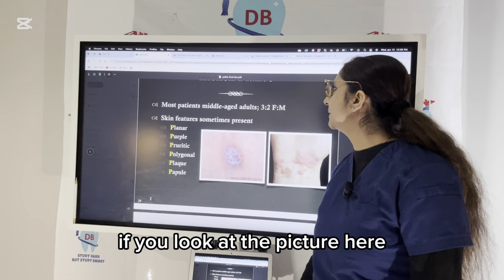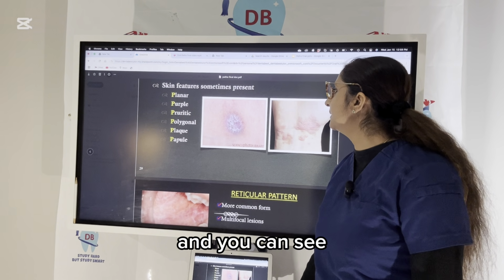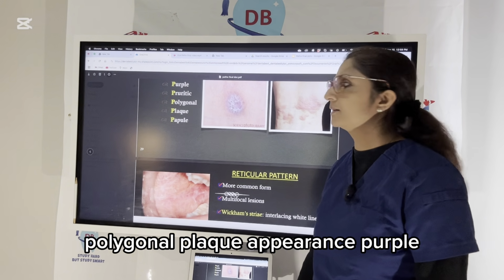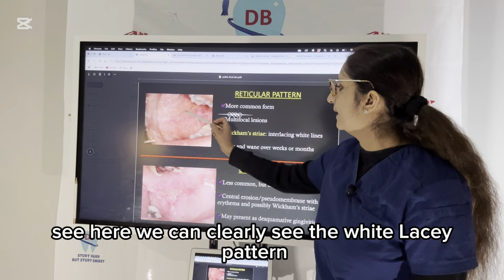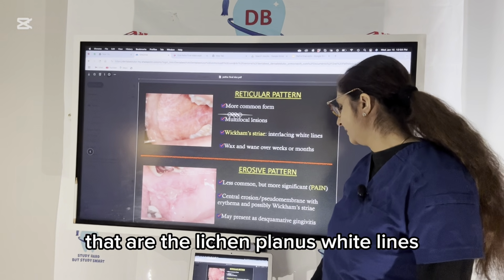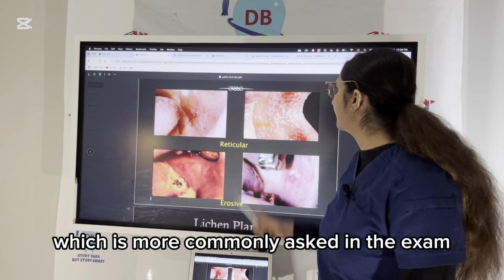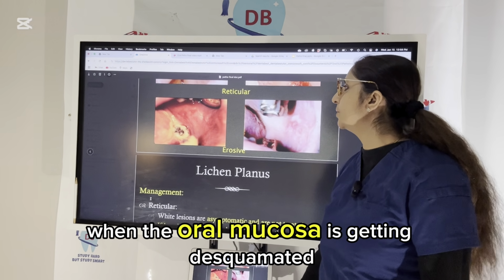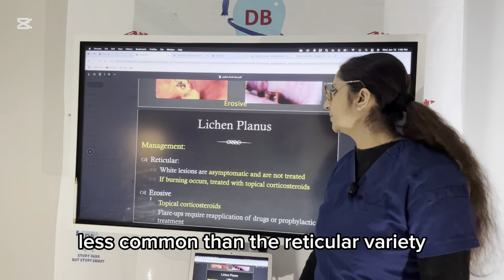If you look at the picture here, the middle-aged females are affected more, and you can see the patches of lichen planus, polygonal plaque appearance, purple. And if you look at this picture, we can clearly see the white lacy pattern. Those are the Wickham striae, white lines. You can see some more pictures of the reticular variety, which is more commonly asked in the exam. There are some pictures of the erosive pattern too, where the oral mucosa is getting desquamated, which is a painful condition, less common than the reticular variety.